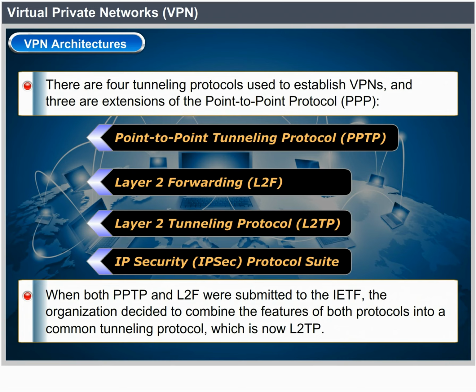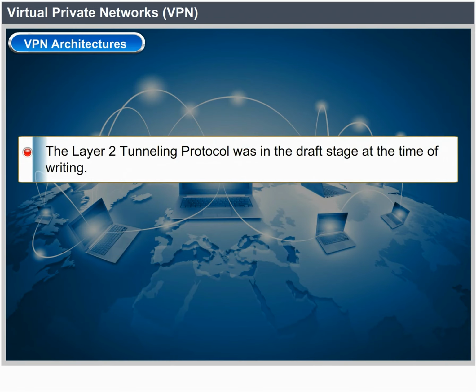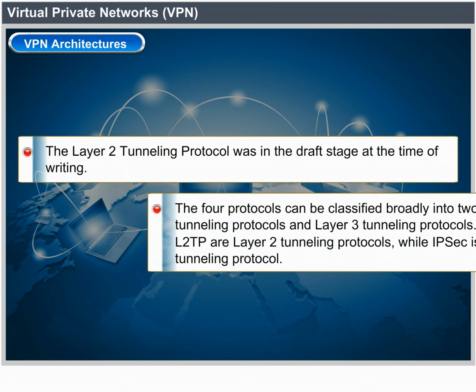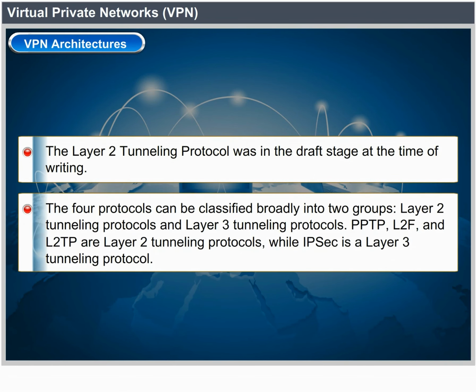The 4 protocols can be classified broadly into 2 groups, Layer 2 tunneling protocols and Layer 3 tunneling protocols. PPTP, L2F, and L2TP are Layer 2 tunneling protocols, while IPsec is a Layer 3 tunneling protocol.